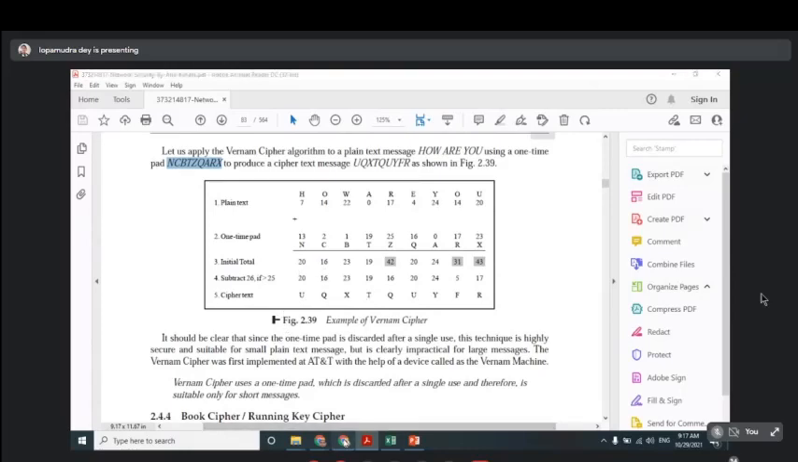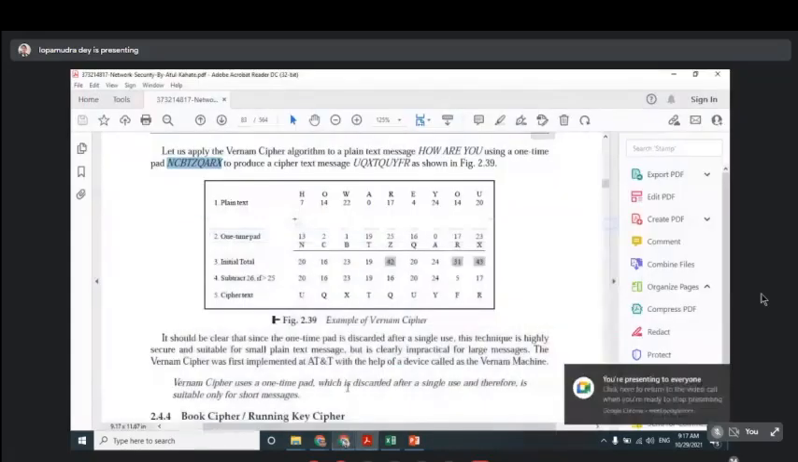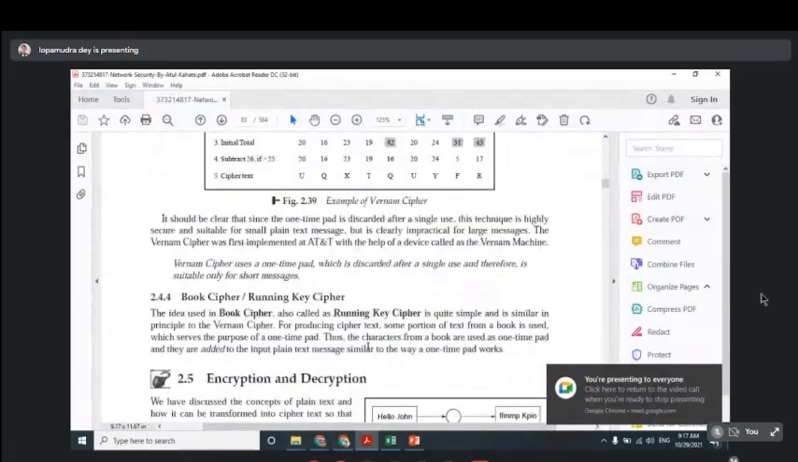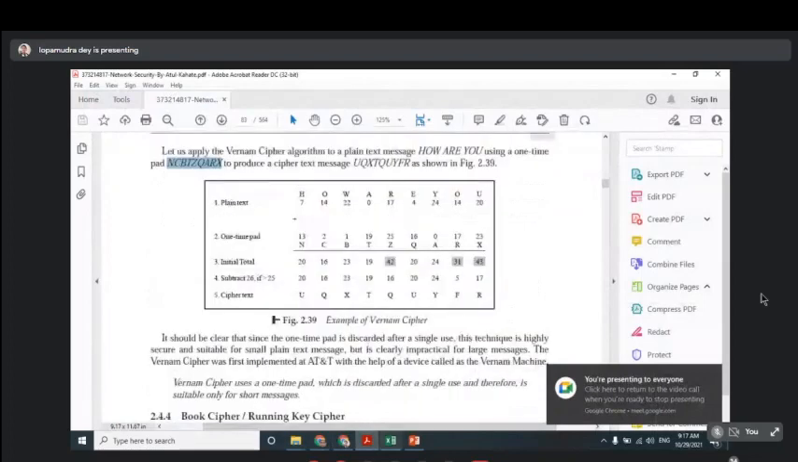Any doubt, students, regarding this Vernam cipher? Ma'am, one question, ma'am. Yes.